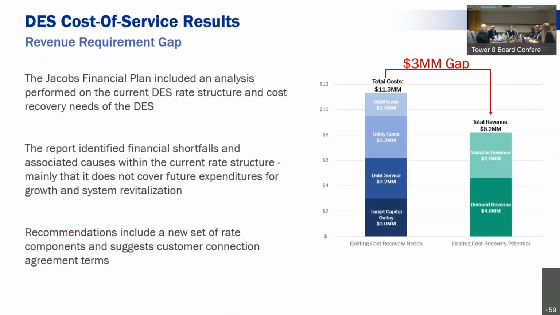I think we've discussed this before at the F&A meeting, but just as a reminder, we have not adjusted the way we charge our customers for chilled water since the inception of the business in the early 2000s. As we have had revenue shortfalls and now have utilized cash balances, we are in need of a rate restructuring for our current customers, as well as a better handle on how to price for our new customers. JEA and Jacobs Engineering collaborated to develop a holistic financial plan for the district energy system. The financial plan includes an analysis performed on the current rate structure and cost recovery needs. As you can see in the chart on the right, the current rate structure is insufficient for the system's annual cost recovery needs and does not cover expenditures for growth or system revitalization.